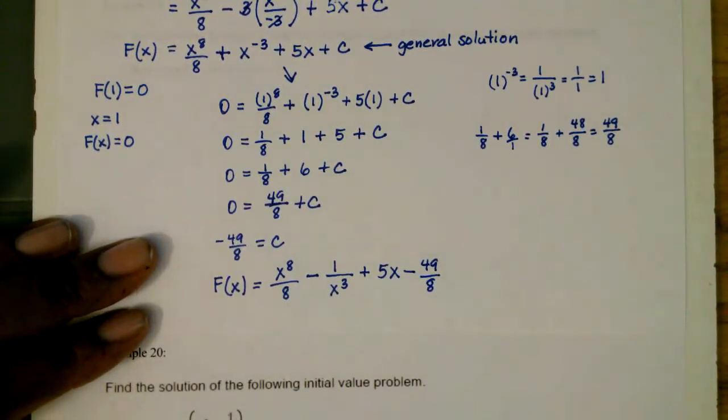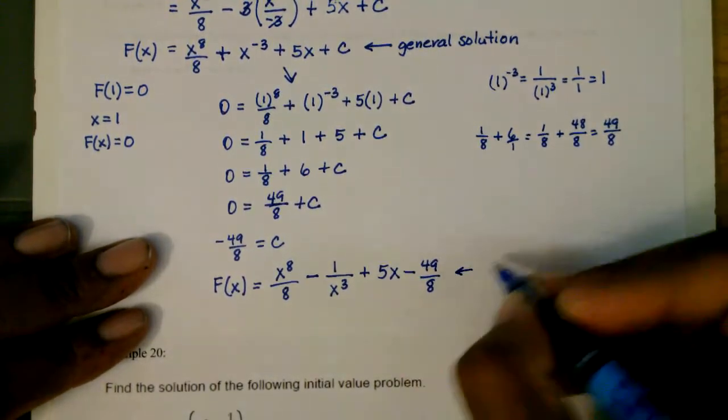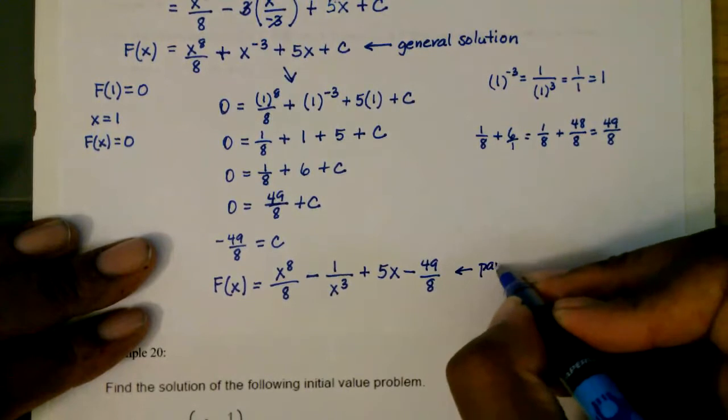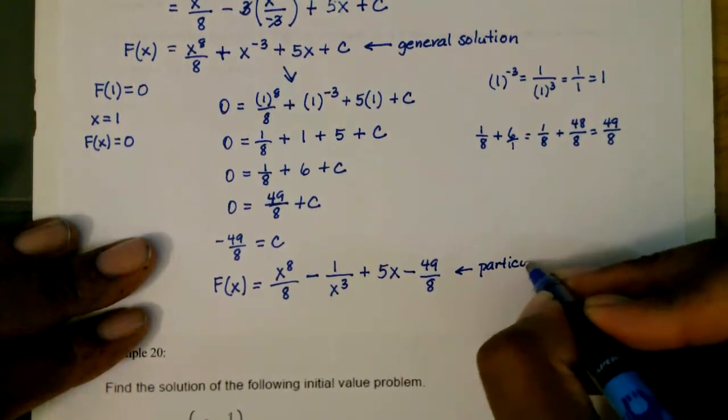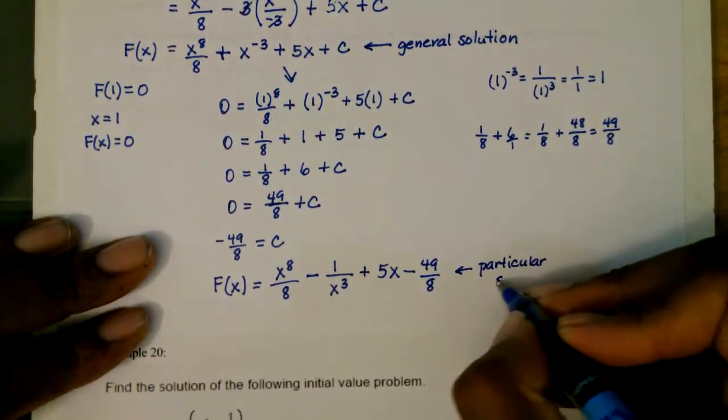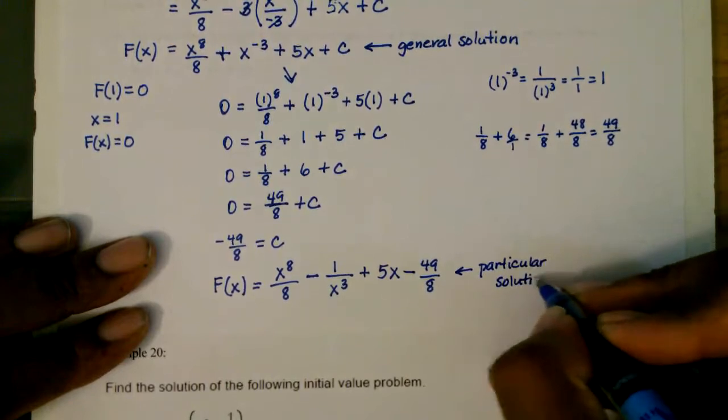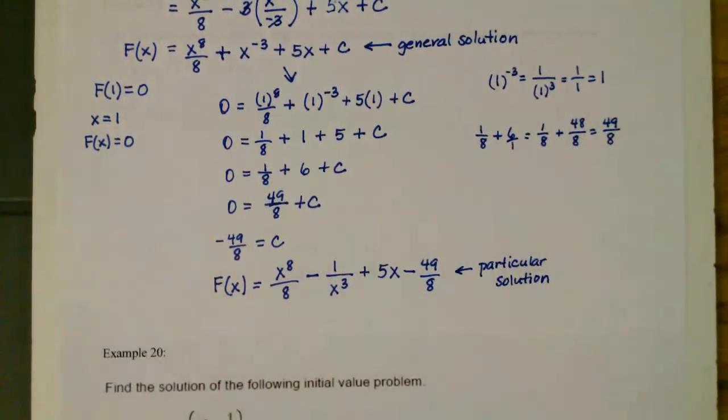This right here represents the particular solution for that initial value problem. Okay, you have to first do your integration to find your general solution, and then do your substitution of the x and f of x that's given to you in order to find your particular solution.